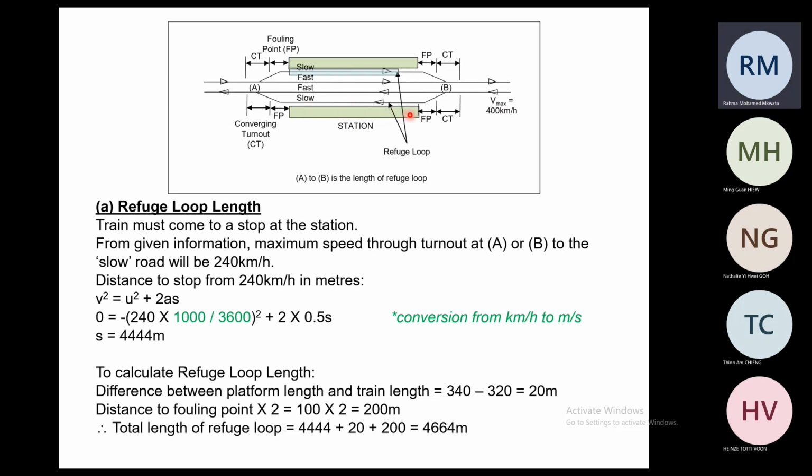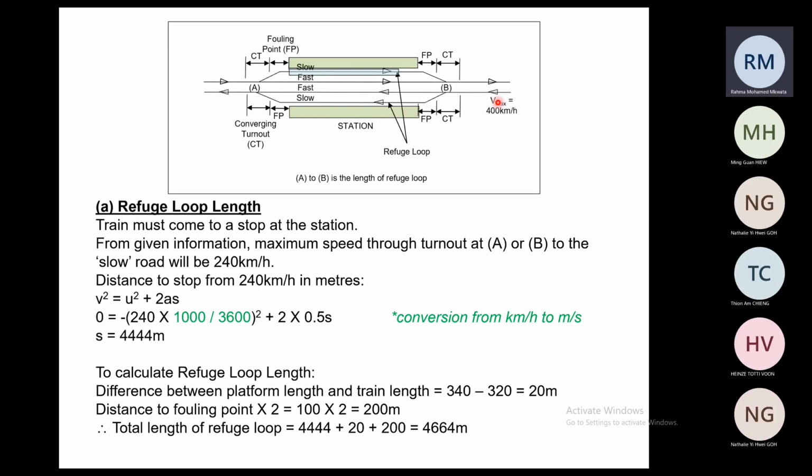To avoid delays to the train, any train that wants to stop at the station will go into this lower lane, or refuge loop, so that the train behind them that doesn't want to stop at the station can just pass through using the main line, maintaining the speed that it's traveling with. That will not disrupt other trains or the whole operation.